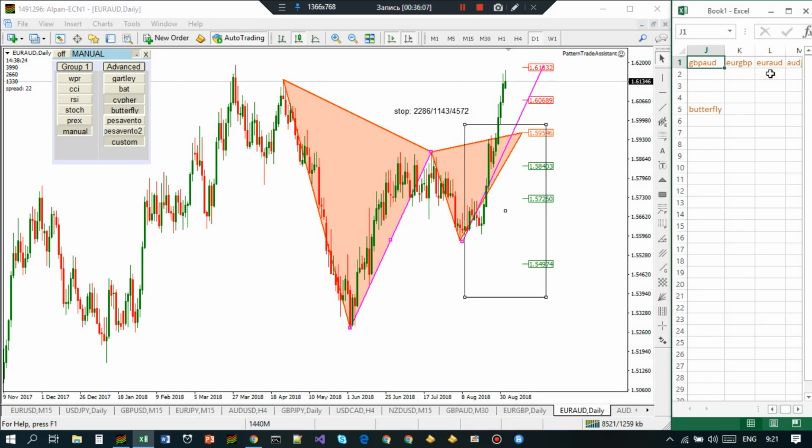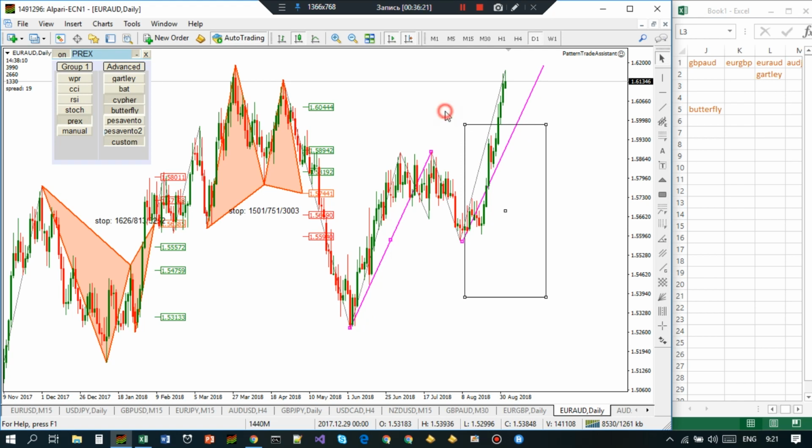Euro Aussie. Euro AUD, Gartley on daily. So I was using manual because it was sticking out, but of course it can be found by some other algorithms. We have plenty of them.